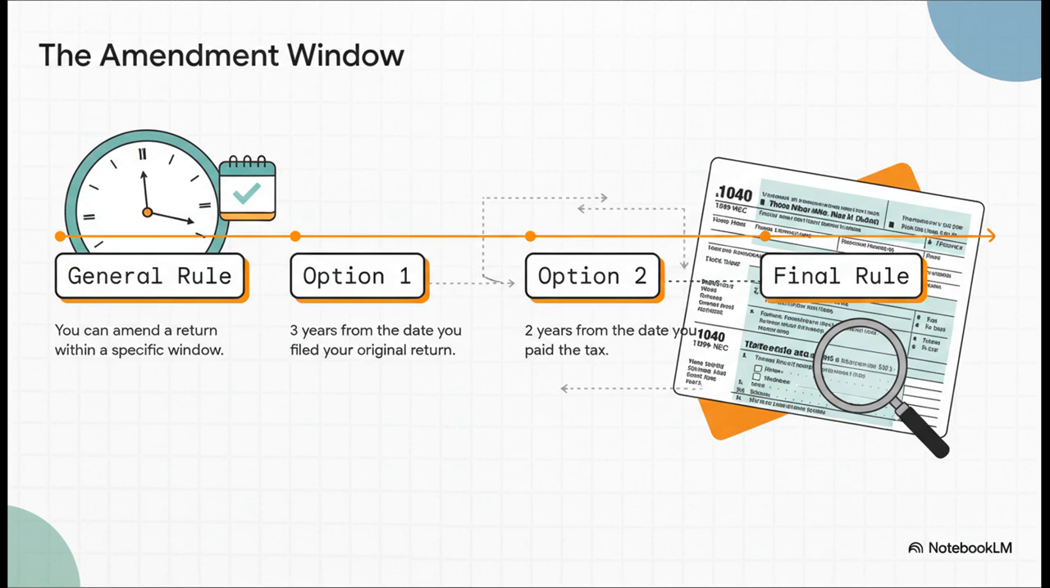But you gotta know, you're on a deadline here. The IRS gives you a specific window of opportunity to make these corrections. As a rule of thumb, you have 3 years from the date you filed the original return or 2 years from the date you paid the tax, whichever of those is later. So if you made this mistake recently, you probably still have time to get it fixed.